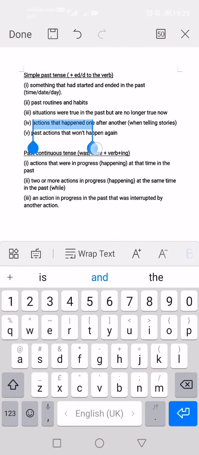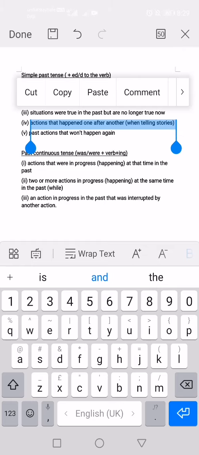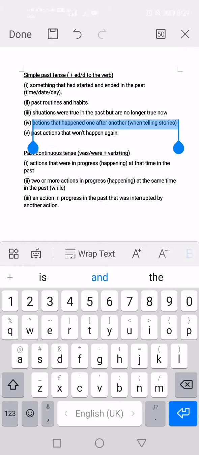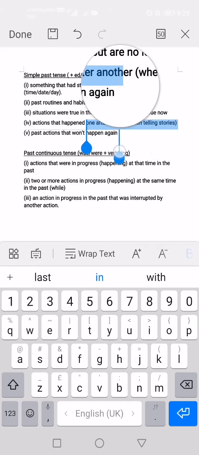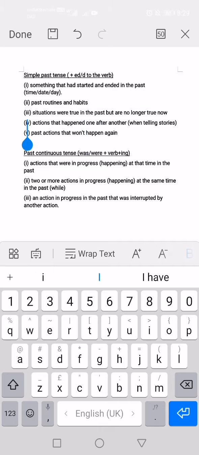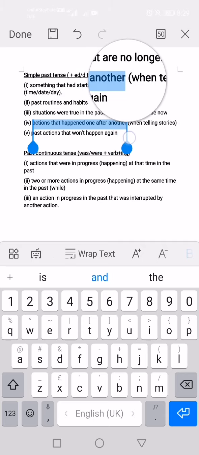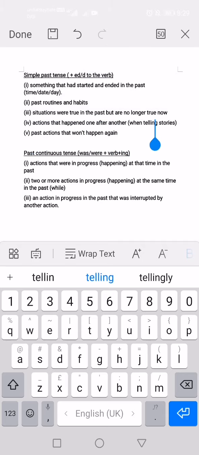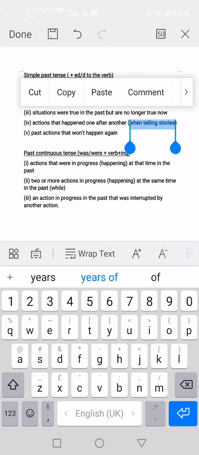Now this one also. Actions that happen one after another. What is the meaning of one after another? One after another, please write out the meaning. One after another, action after action. Usually, when do you use this? When you are telling stories. When you are telling stories, okay? You're describing the actions that were happening. Okay, let's look at the example given.